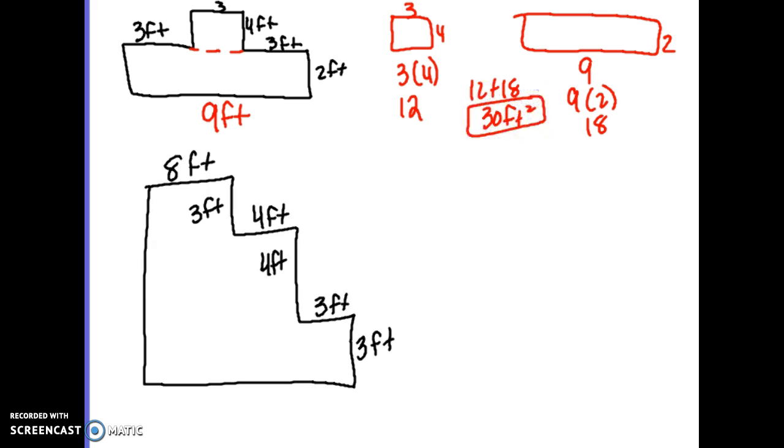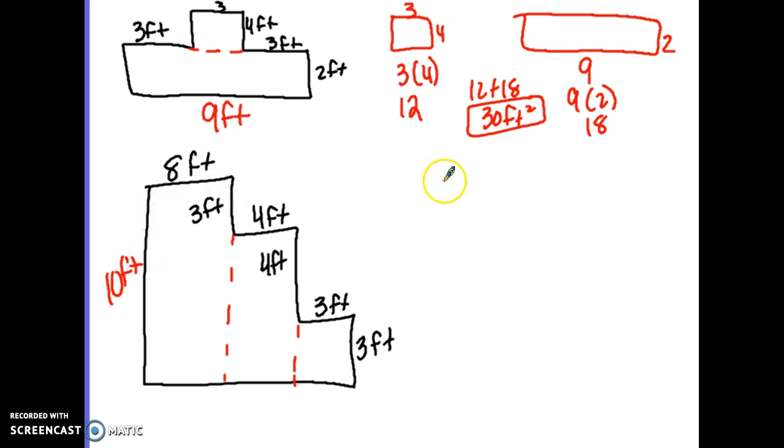All right, for the next one, I'm going to cut this into 3 shapes. I'm going to cut here and here. You might have gone horizontally. That's fine too. My whole bottom, I'm not going to have to know because I've cut my shapes this way, but my whole side is going to be this 3 feet plus 4 feet, which is 7, plus 3 feet, which is 10.